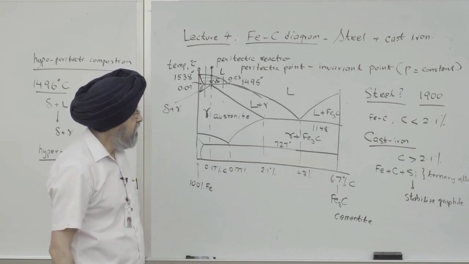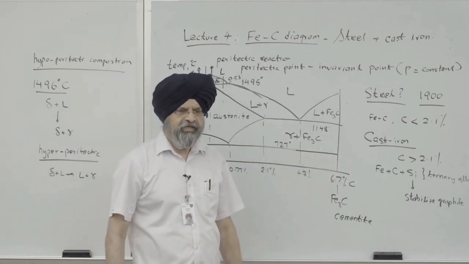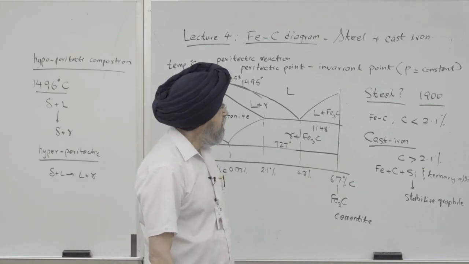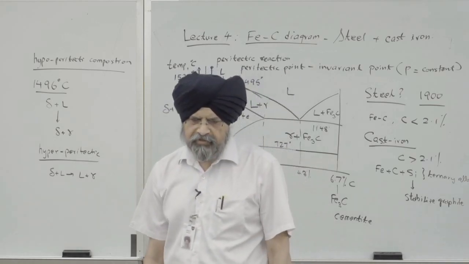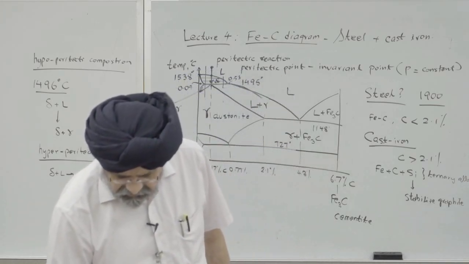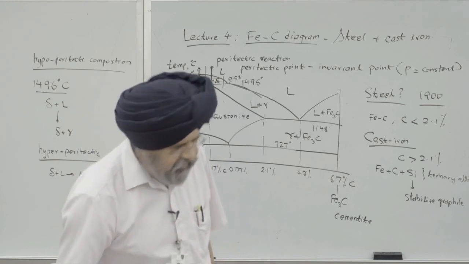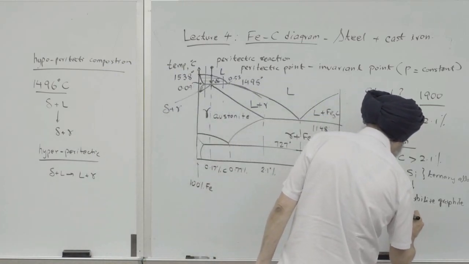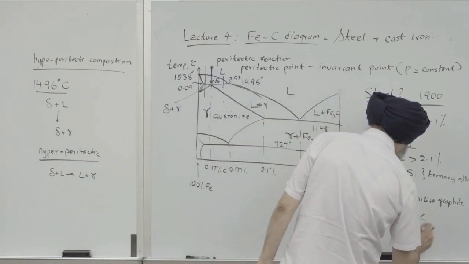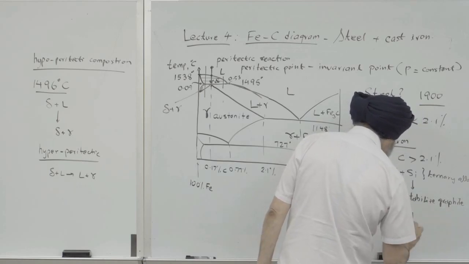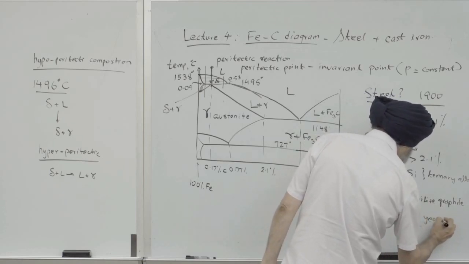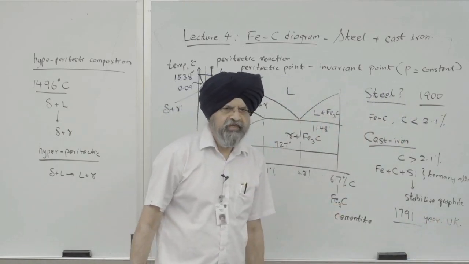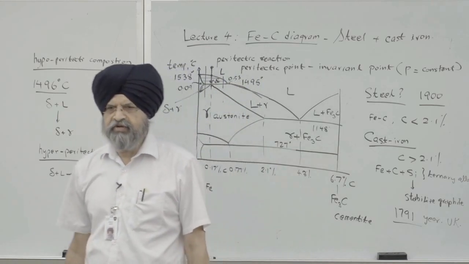So the first bridge ever built out of iron carbon alloy was, I think, in 1791. Let me check that date. I think it was 1791, not degrees, 1791 year. In England, in UK, they built this first cast iron bridge. Why didn't they build a steel bridge? Why a cast iron bridge?